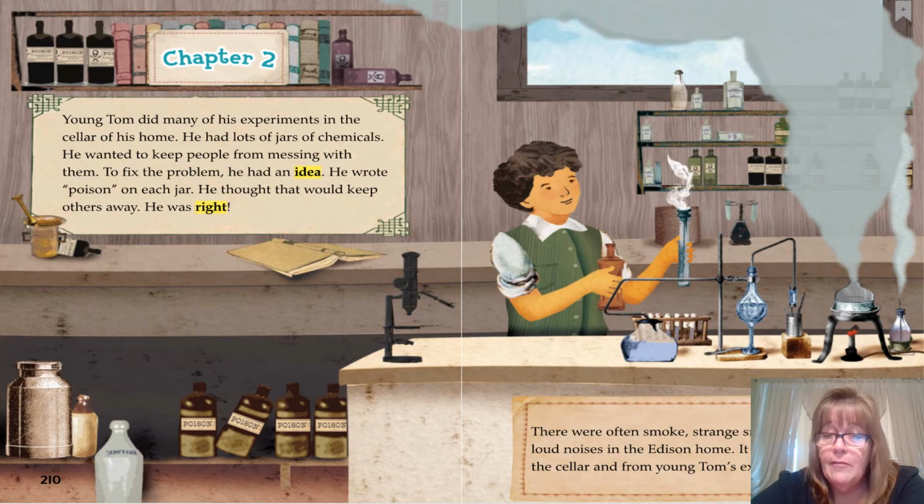So we have a problem on this page. What was it? Yeah, he's smoking up his home, it's got strange smells, and it's loud. Do we have a solution for this? Not yet on this page, which means we're going to have to keep reading to see if there's a solution on another page. So let's turn our page.